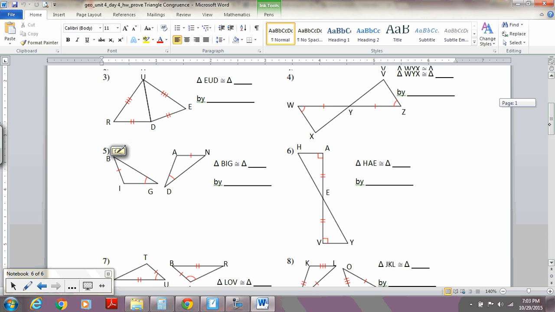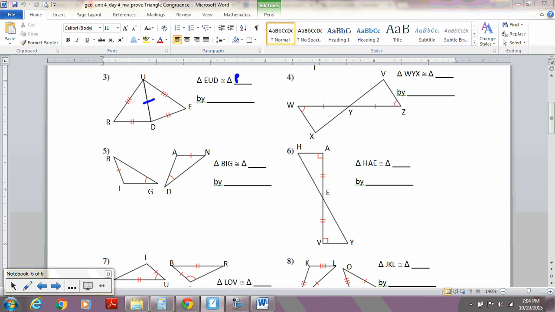All right, on number 3, we're trying to prove that triangle EUD is congruent to the other triangle. Again, they share an included side, so that would be congruent, UD, and the other two sides are congruent as well, so all three sides are congruent. So yes, these two triangles are congruent, but we've got to make sure we name it in the correct order. So angle E corresponds, or EU corresponds with RU.